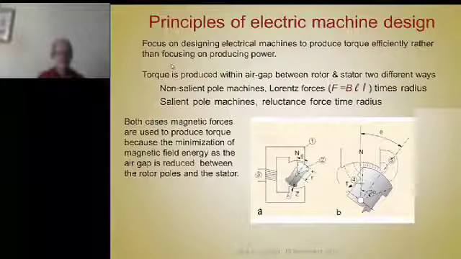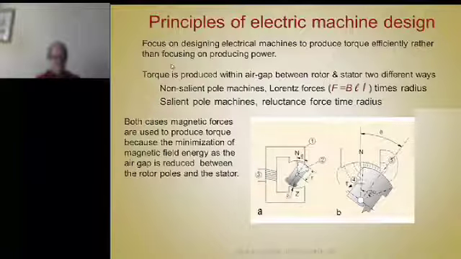As you can see, in the non-salient pole machine, due to the Lorentz forces, you get an attraction and repulsion effect from each side of the coil. Each coil has two sides to it, so one side of that coil is giving you a north pole, and one's giving you a south pole. So whether you're motoring or generating, that pole is being attracted to the pole in the other member, and it's also being repulsed in the other member.